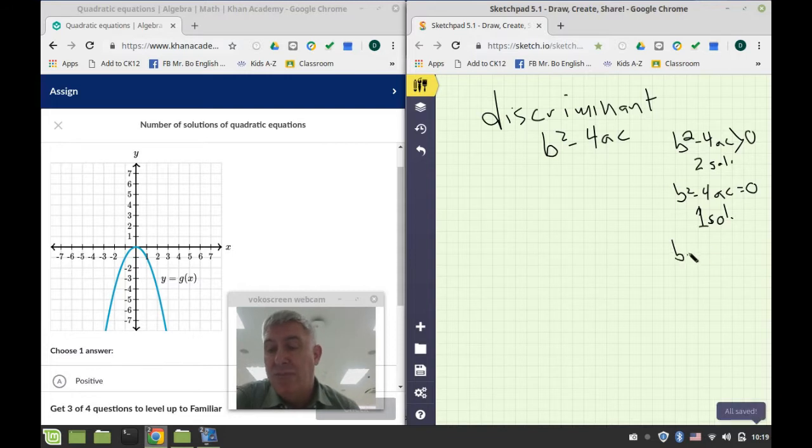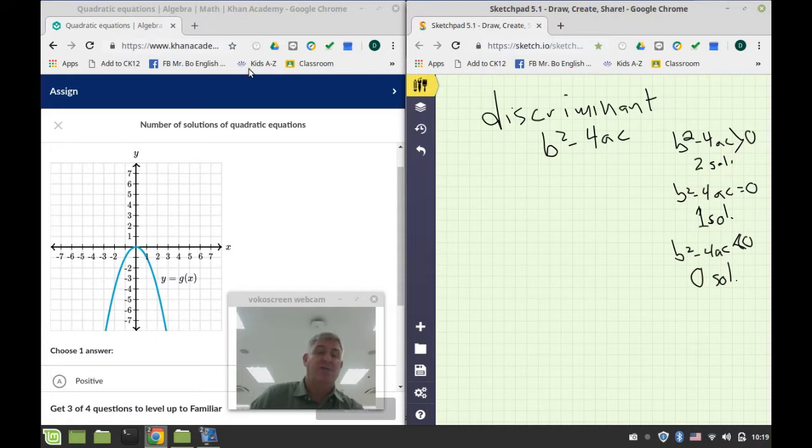Okay. And if b squared minus 4ac is less than 0, then we get a square root of a negative number, and we really can't do that yet, so we're going to get zero solutions. Okay?